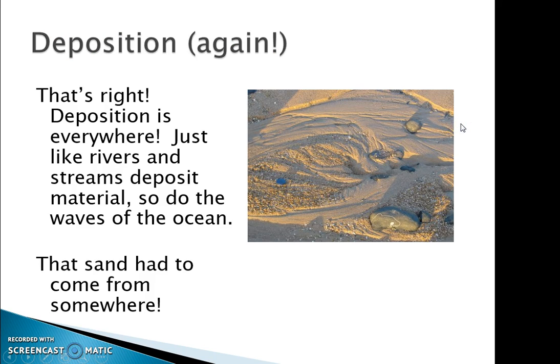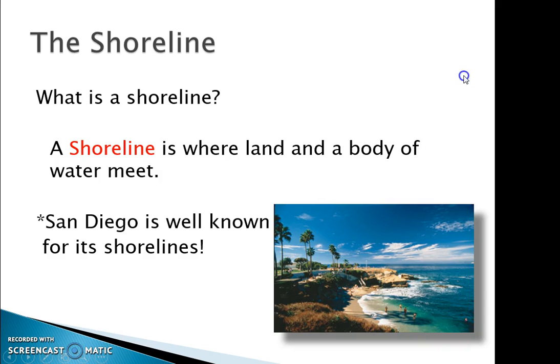Okay, so deposition that's happening, also the ocean, the waves themselves are not only weathering rock along the shoreline, but they are actually moving the sand back and forth. And a lot of that sand actually came from other regions, and it came down through creeks and streams and rivers that made their way down to the ocean. So the shoreline is where the land and the body of water meet, and not all of them are necessarily beaches. When I went to Massachusetts in the fall, most of the shoreline was very, very rocky.